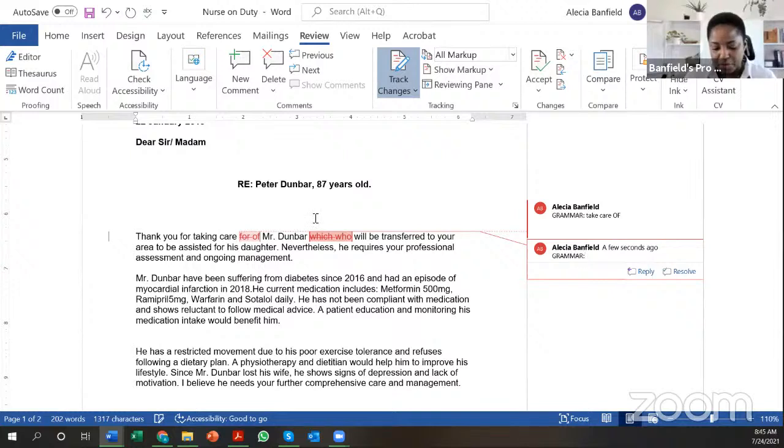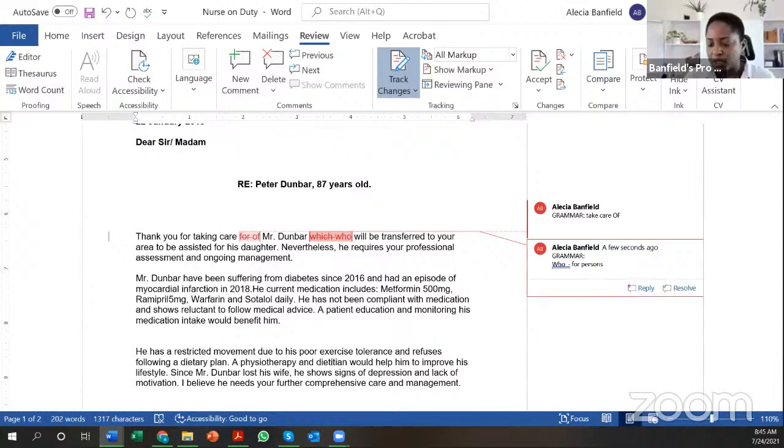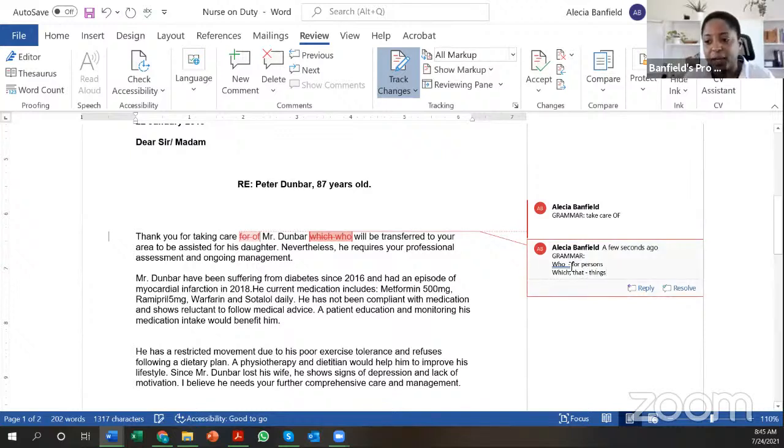This comes under grammar because we use who for persons, and we use which for things, and that for things. Now sometimes you can also use that for people as well in some circumstances. And then I tell you what this is about. This is about your relative pronouns and relative clauses.